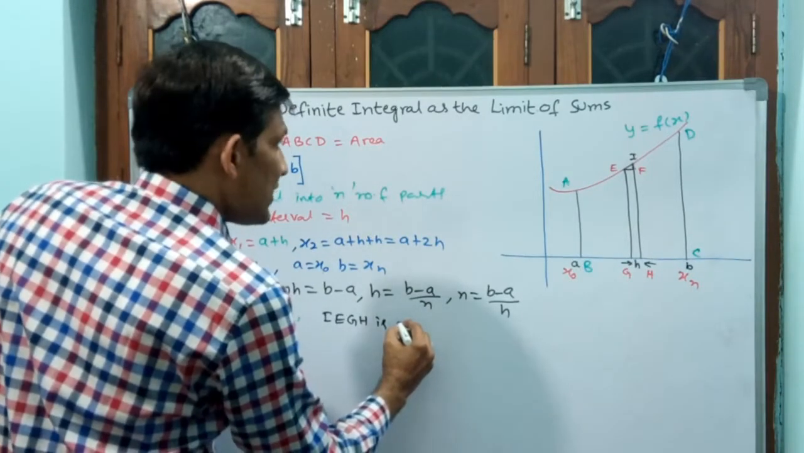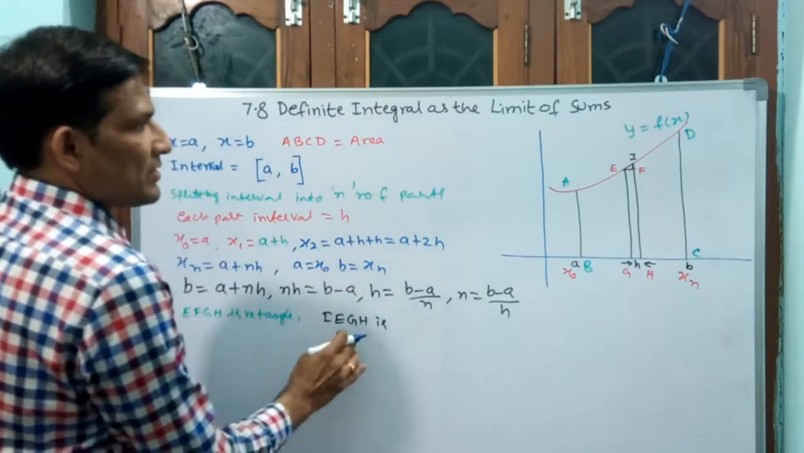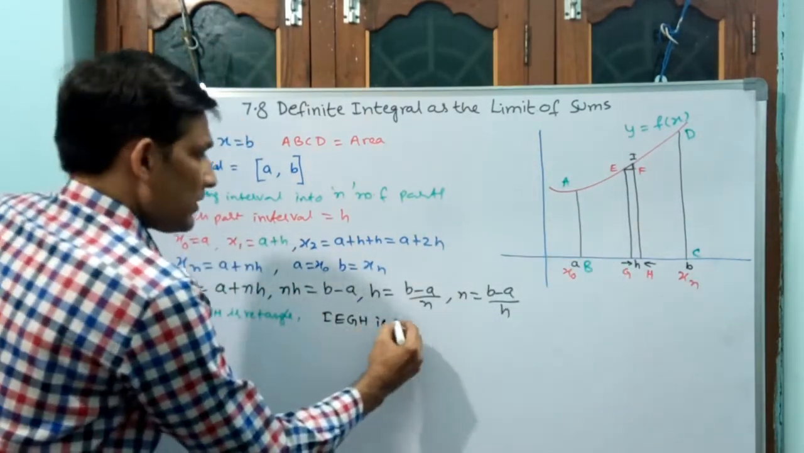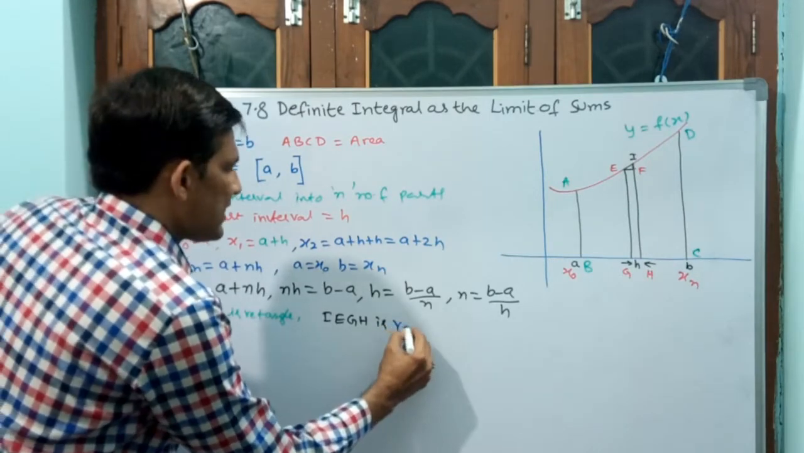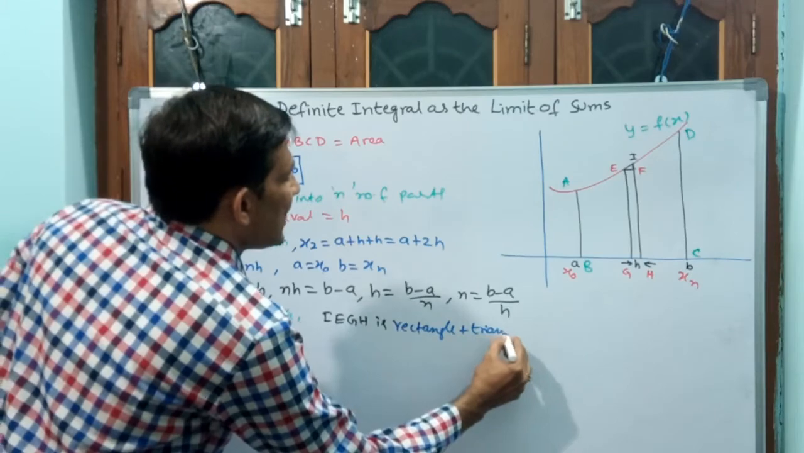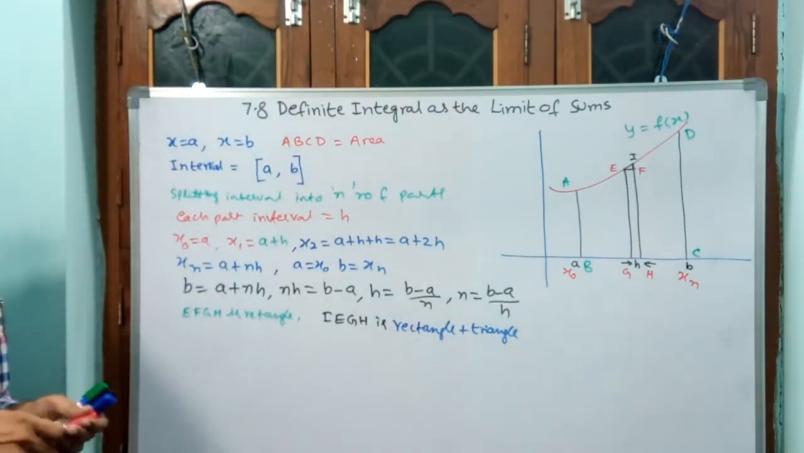I E G H is a rectangle plus triangle, write down. Rectangle plus triangle. Okay? See what I am doing now.